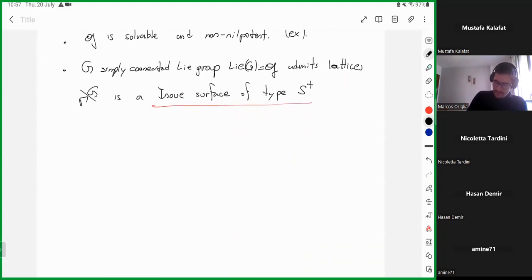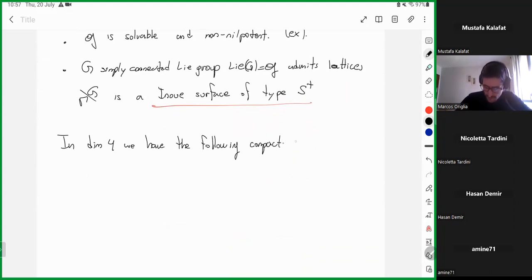But let's say something about in general what we have in dimension four. So dimension four, we have the following compact complex surfaces, which are isomorphic.